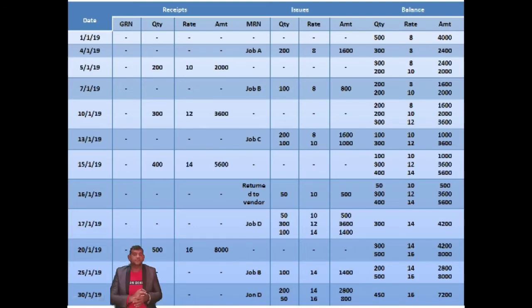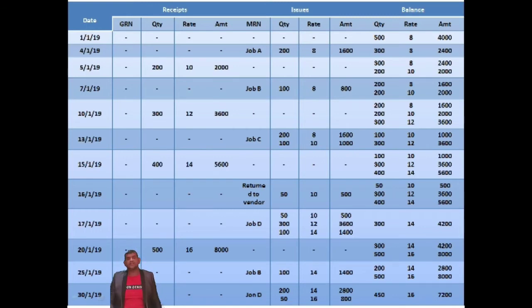So job C. 300 units are issued. On the 10th, whatever the balance we had, the top one, 200 units, is directly issued, and next immediately we had 200 units at rupees 10 each. Out of that, 100 units have been issued. So the left out balance is 100 into 10, 1000 rupees, and 300 into 12, 3600 rupees.